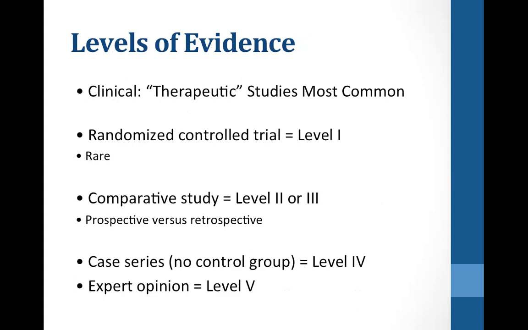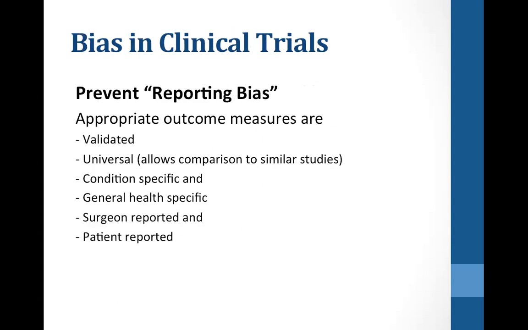It's important to understand the levels of evidence of the paper. It can be a clinical study, so therapeutic, which is the most common. Randomized controlled trial, level 1, is rare. Comparative study, level 2 or 3, prospective versus retrospective. Case series, level 4. Expert opinion, level 5. It's important to avoid bias in clinical trials and to prevent reporting bias.